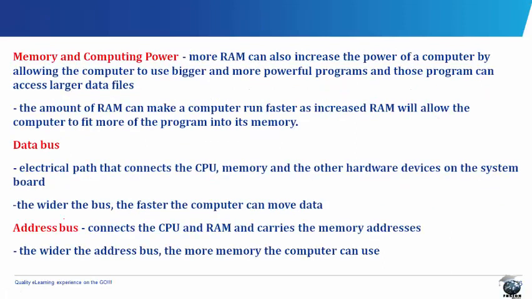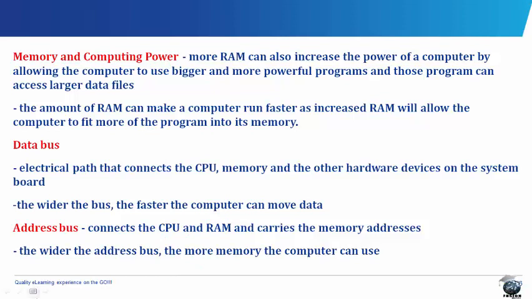Also, the memory and computing power of a system can affect its speed. When there is more RAM, this can increase the power of a computer by allowing the computer to use bigger and more powerful programs, and those programs can access larger data files. The amount of RAM can make a computer run faster, as increased RAM will allow the computer to fit more of the program into its memory.